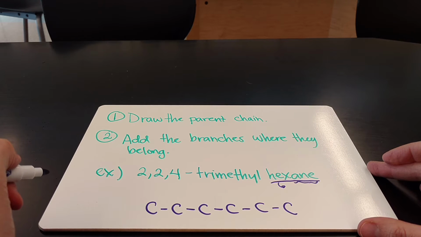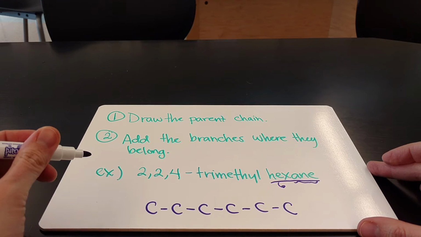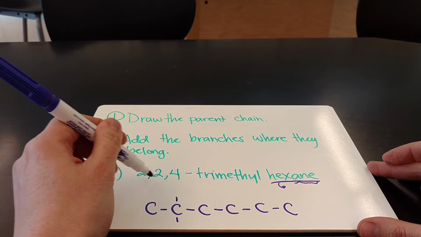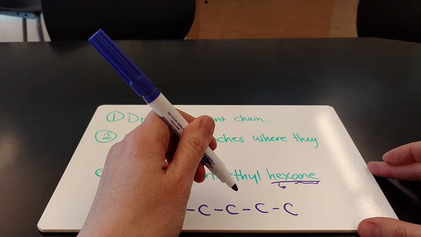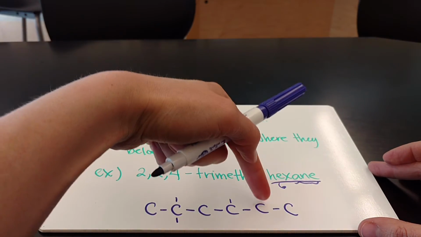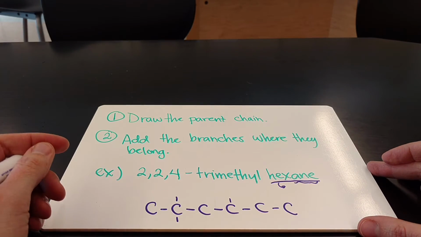Then 2, 2, and 4 are the locations of our branches. So I could go to carbon number 2 and carbon number 2 again because I have 2 branches off of carbon number 2, and then carbon number 4 has a branch. You could do that from the other end as well, carbon 2, carbon 4. Just pick an end and start from there.